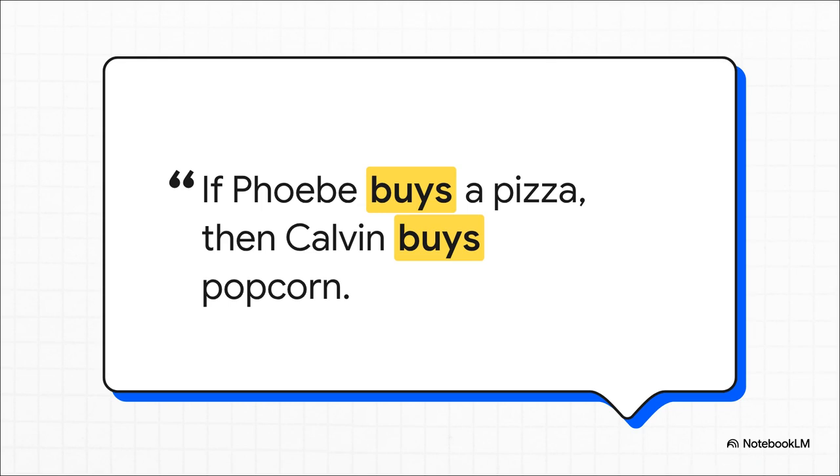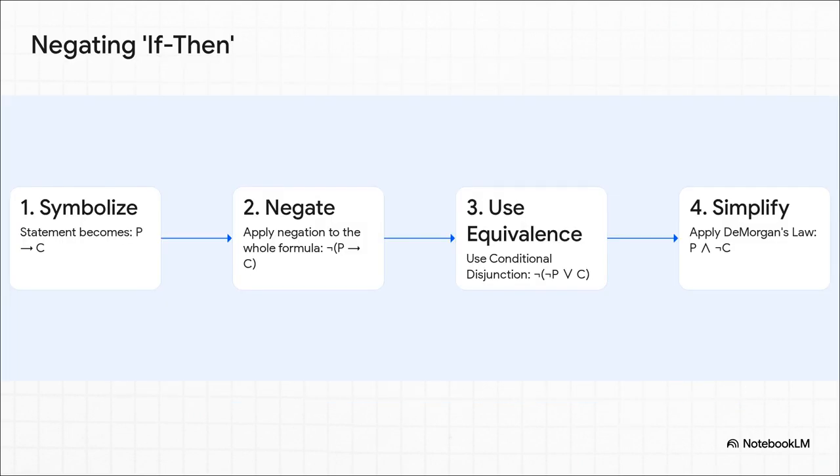Now let's say I asked you for the negation, the exact logical opposite. Your first gut reaction might be to say, if Phoebe buys a pizza, then Calvin doesn't buy popcorn. Sounds reasonable, right? But it's actually wrong. Our logical toolkit can show us why and give us the real answer. Let's follow the procedure. First, we translate it into symbols. P arrow C. Simple. Next, we negate the whole thing. Just stick a not out front.